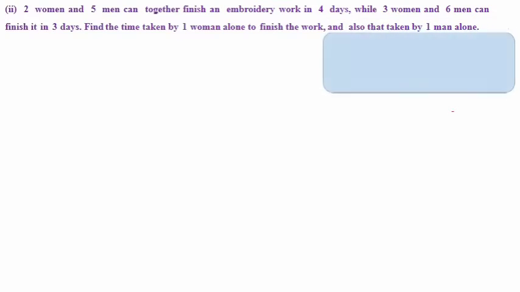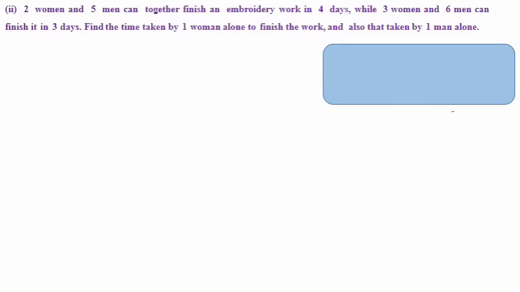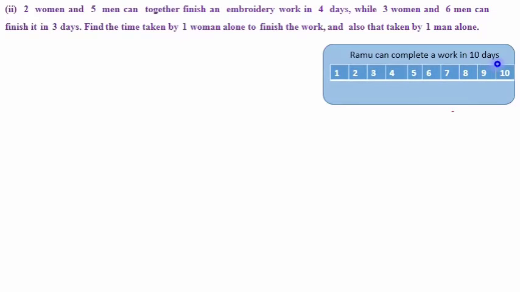Before we start solving this question, we shall discuss an example. Ramu can complete the work in 10 days. His 10 days of work, I am dividing into 10 parts by using numbers 1 to 10. So how do we find his 1 day work? It is quite simple. Ramu's 1 day work is 1 part out of 10 parts, that is 1 divided by 10.